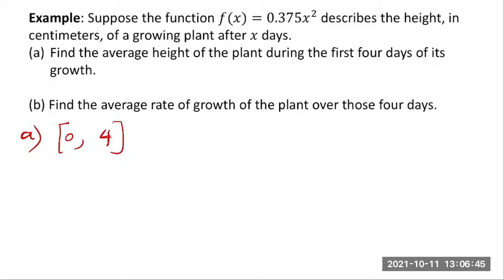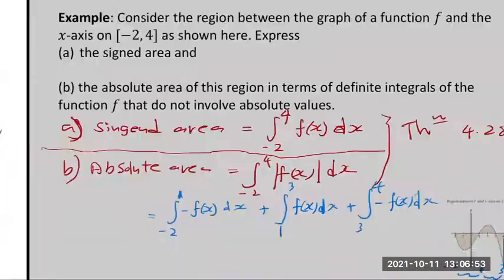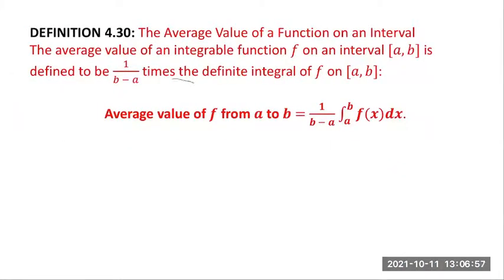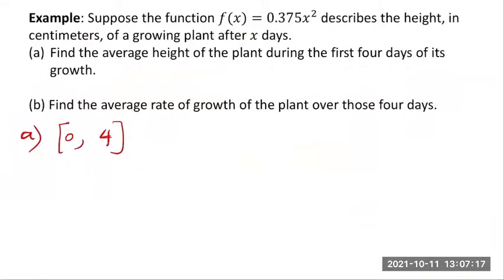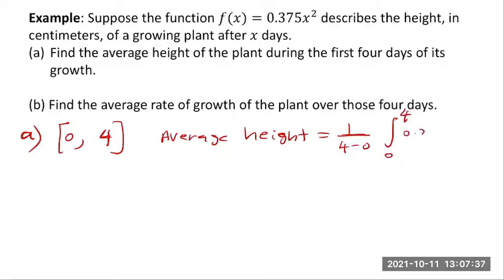All right, so how do you find the average height? Well, by definition, we know that the average height of a function f from A to B is 1 over b minus a times the definite integral of f of x from A to B. So the average height is equal to 1 over b minus a. B minus a means 4 minus 0, times the definite integral from 0 to 4. That's your interval, 0 to 4, f of x dx. 0.375 x squared dx. That's the average height.